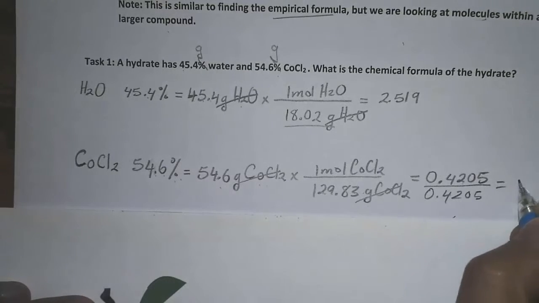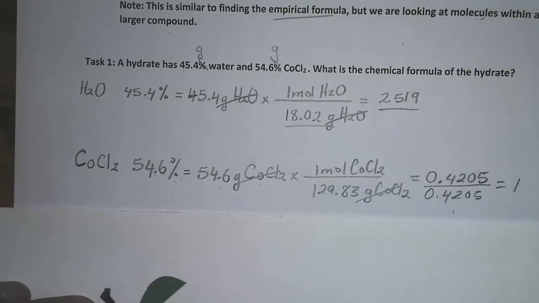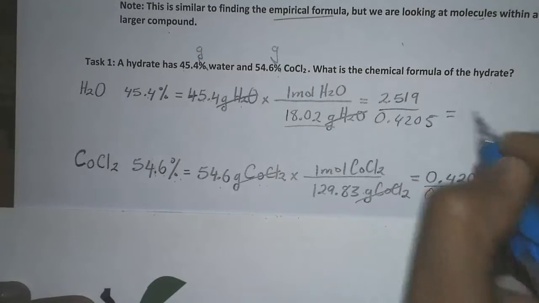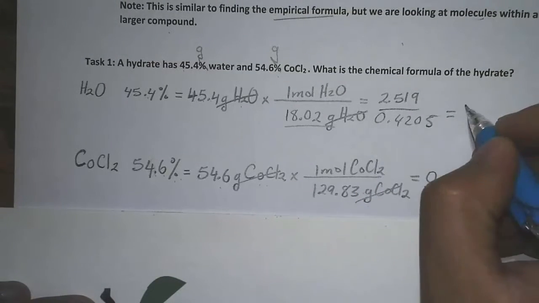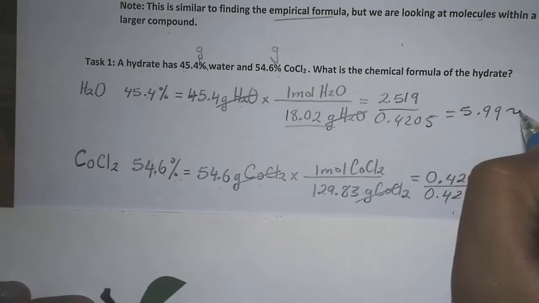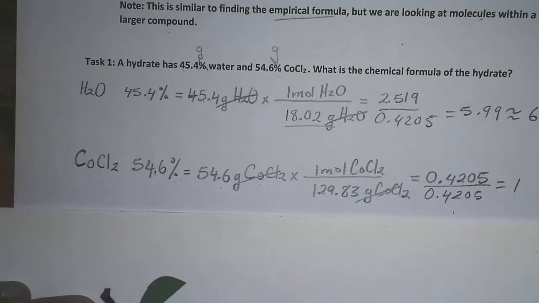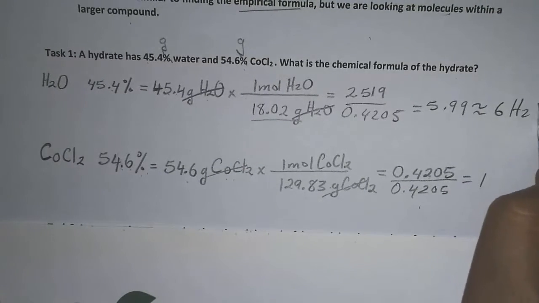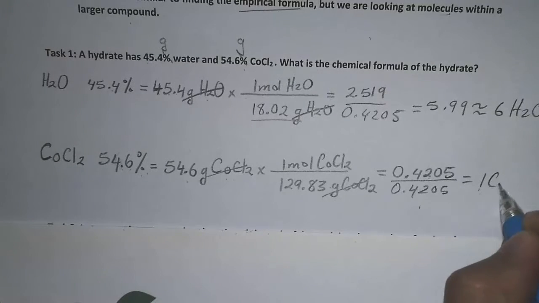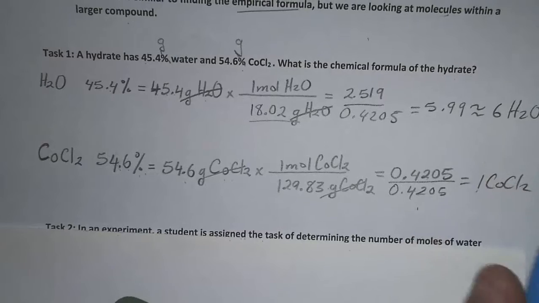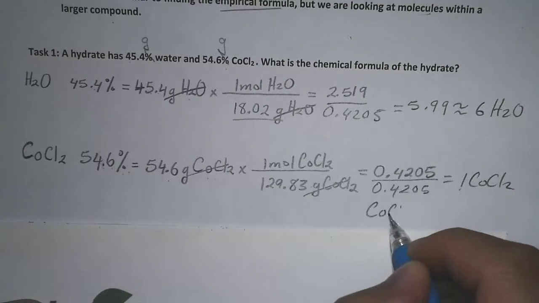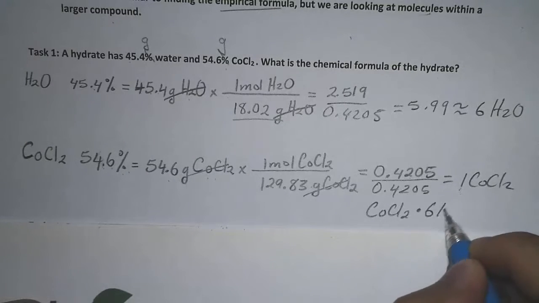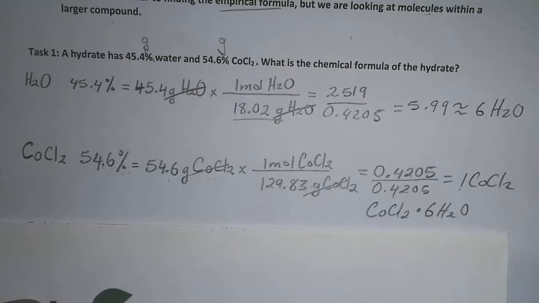And of course, this gives us 1, that's easy. And over here, we would have divided by 0.4205. If we plug this into our calculator, we have 5.99. And of course, we can round this to 6. So what does that tell you about the chemical formula? That tells you there are 6 H2O and 1 mole of cobalt chloride. So our chemical formula for the hydrate would be CoCl2 dot 6 molecules of water right there.